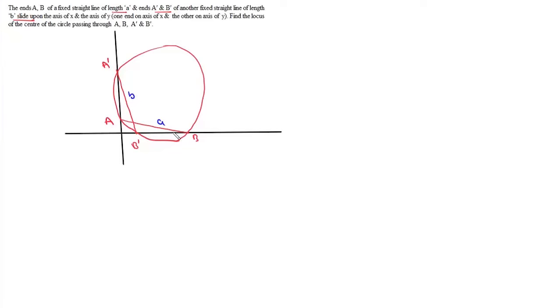Now suppose this angle is alpha and this angle is beta. So we can write coordinate of this point B as a cos alpha comma 0 and coordinate of A will then be 0 comma a sin alpha, and here this B dash will be b cos beta comma 0 and this A dash will be 0 comma b sin beta.